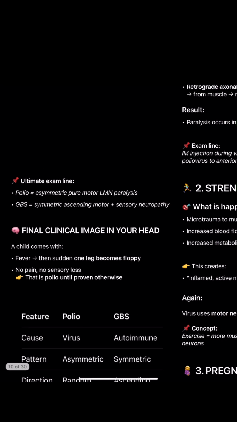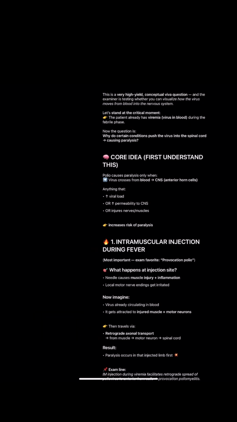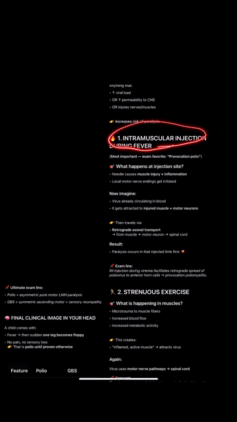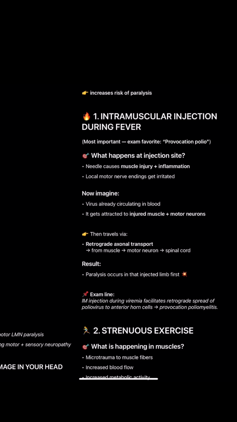Okay. Now talking about, let's ask the question: why do certain conditions push the virus into the spinal cord, hence causing paralysis? And the conditions that we are talking about are, first of all, IM injection during fever. Okay, what IM injection does is, the needle will cause muscle injury and inflammation, and local motor nerve endings will get irritated.